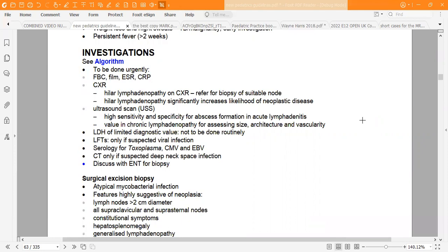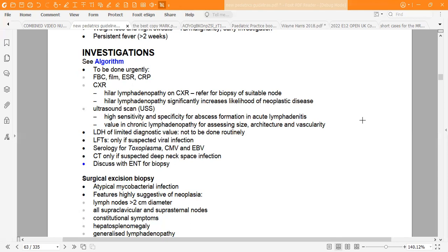Okay, for chest X-ray, it's very crucial to request a chest X-ray in here. If there is hilar lymphadenopathy on chest X-ray, refer for biopsy of a suitable node. Hilar lymphadenopathy significantly increases the likelihood of neoplastic disease. The ultrasound scan is also important. It has a high sensitivity and specificity for abscess formation in acute lymphadenitis.